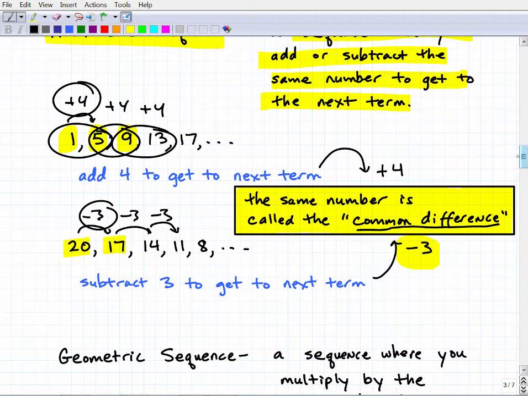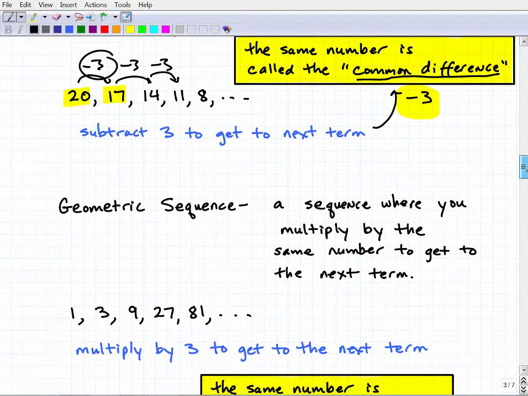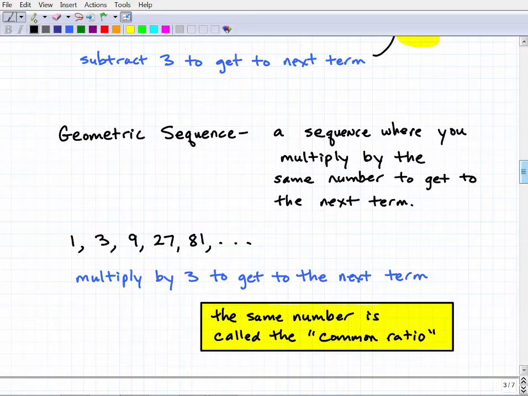Okay, let's talk about geometric sequences. A geometric sequence is very much like, at least conceptually, an arithmetic sequence, but in this case, we're going to be multiplying by the same number. That same number is called the common ratio. So to get from one term to the next, we're going to be multiplying. When you have a sequence where you're multiplying by the same number, it's a geometric sequence.